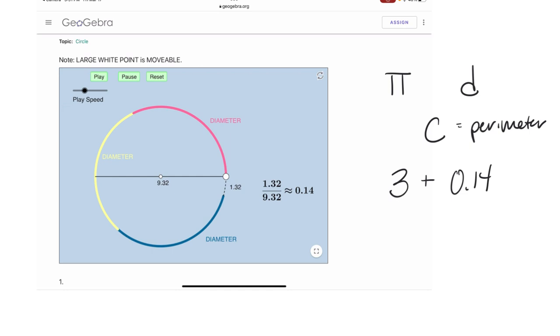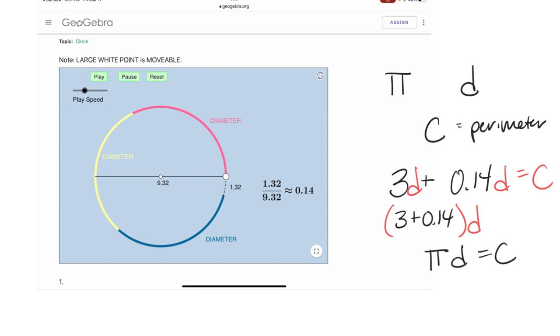So in this circle, the diameter is 9.32. It took 3 of those plus 1.32, which as a fraction of the diameter is 0.14. So 3 diameters plus 0.14 diameters equals my circumference. If I factor the diameter out of that, I'm left with 3 plus 0.14, which is pi. So pi times my diameter equals the circumference.